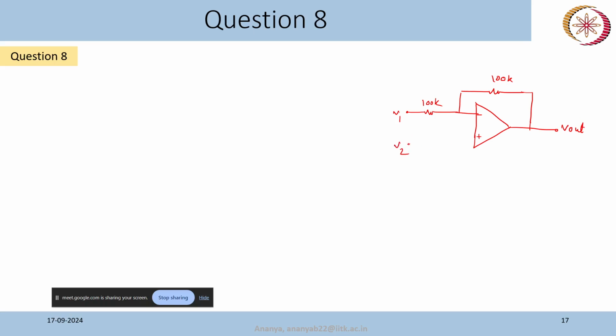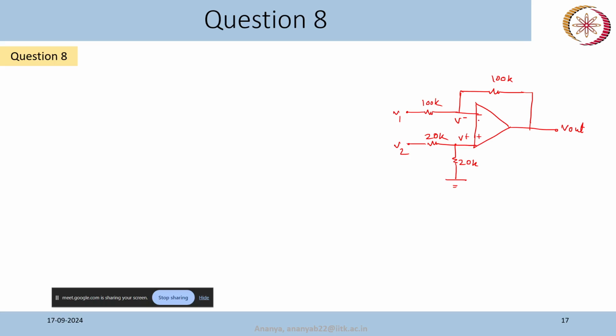This is V2. This is 20K. The voltage at this node, let me consider as V minus, and at this node as V plus. I always denote this as V minus and V plus. There people use different notation, don't get confused. This is the voltage at this node.